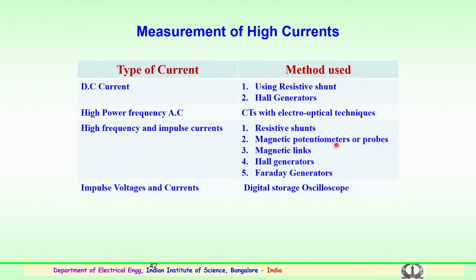The second is the magnetic potentiometers or probes, which could be used for high impulse currents. Magnetic links are again used for measurements of high currents. Then Hall generators and Faraday generators. These are some of the methods used for high frequency and high impulse current measurements. For impulse voltages and currents, typically for the waveform requirement, you can use either a cathode ray oscilloscope or a recent digital storage oscilloscope with the necessary dividers, so that the waveform can be seen and analyzed.